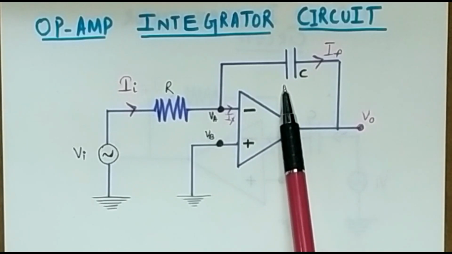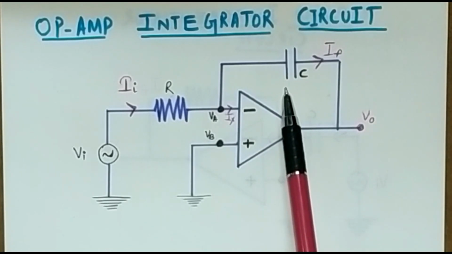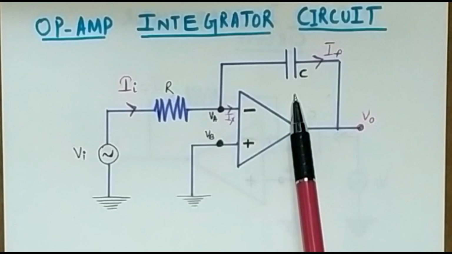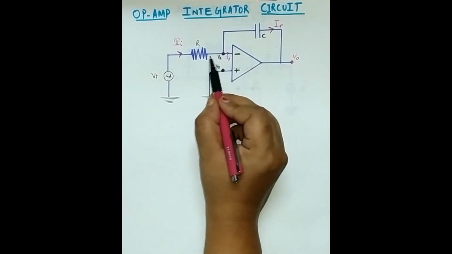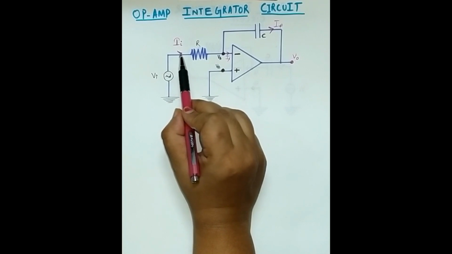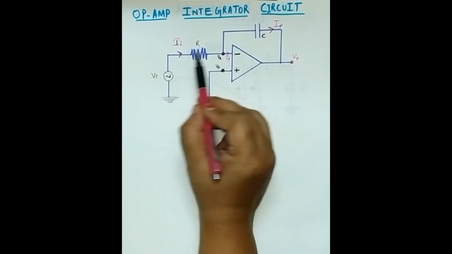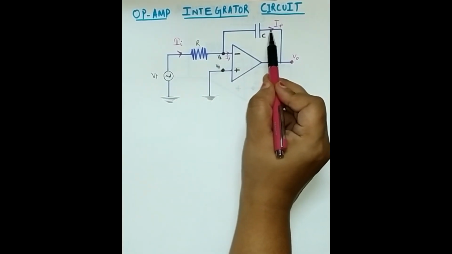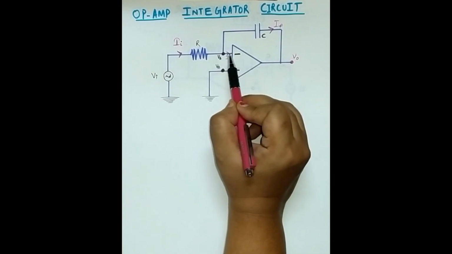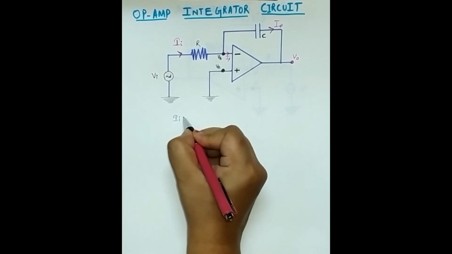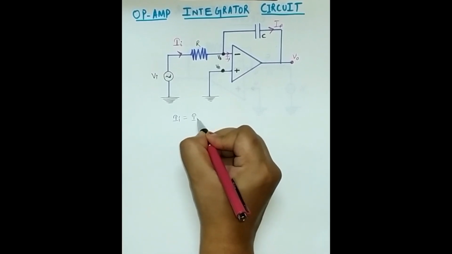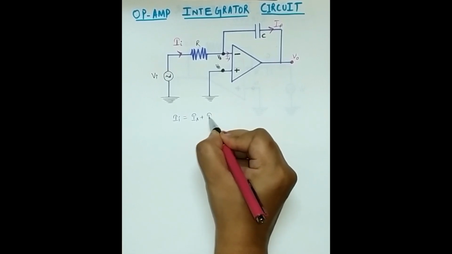Now let us see what will be the output voltage of the integrator circuit. Let us start by taking the KCL. This is the input current II and this is the feedback current IF, and this is the current which is dividing from this node. So we can write it as II equals IX plus IF.